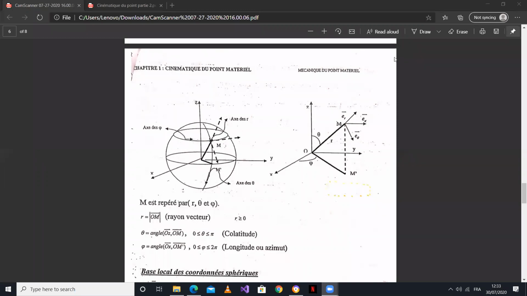Yes. Yeah, okay. So why theta is moving 180 degrees, and why phi is moving an angle of 360 degrees.